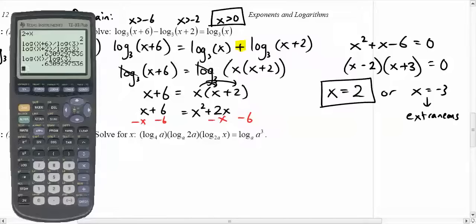Another way to solve this is just by graphing. Graph the left side, graph the right side. They'll cross at 2.